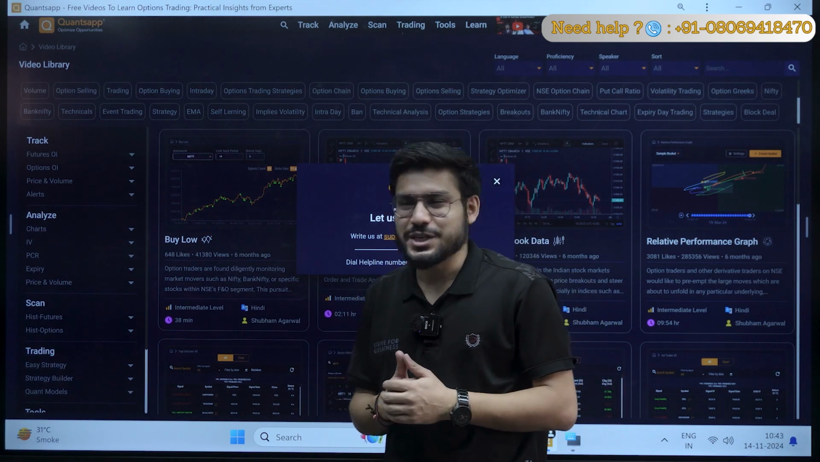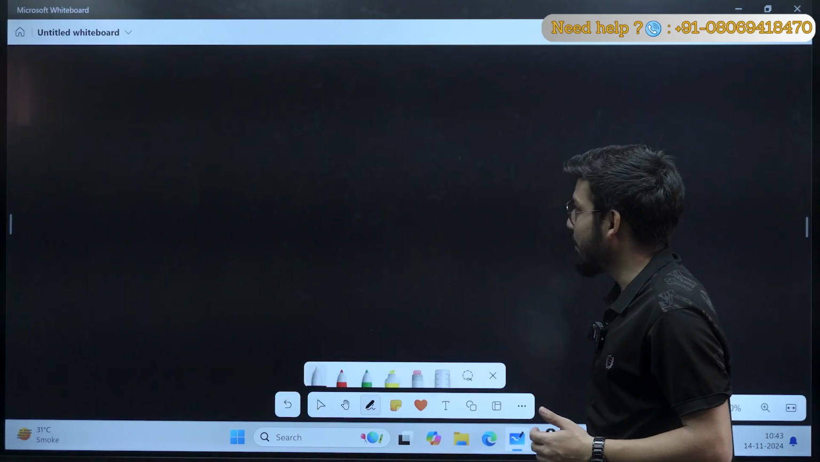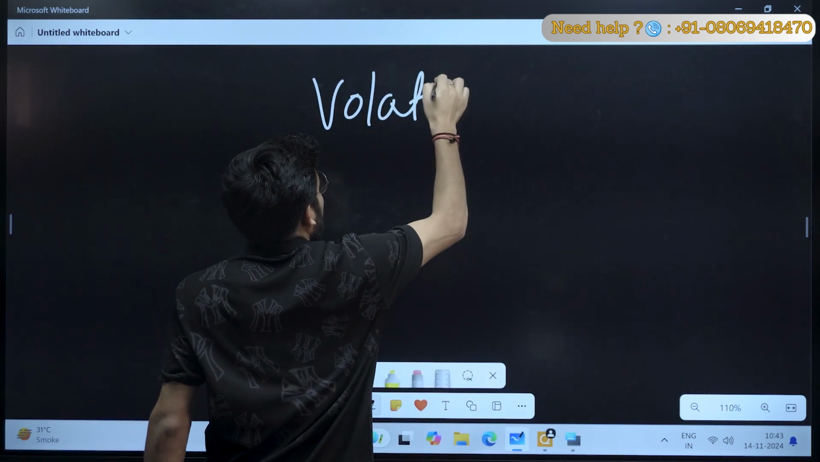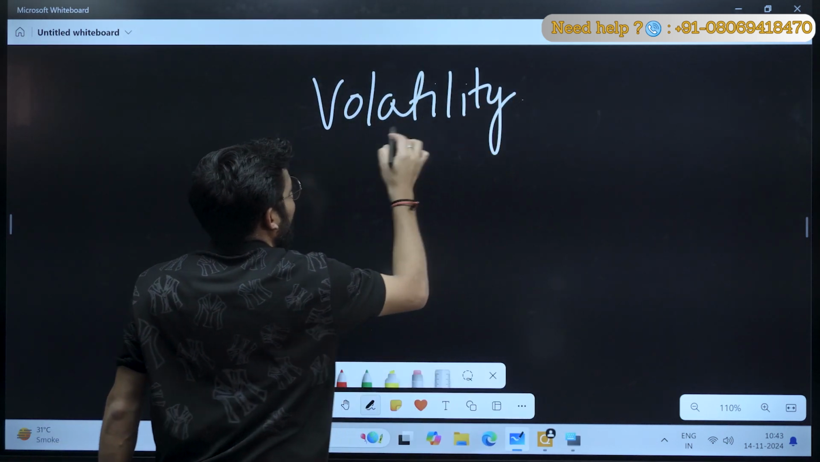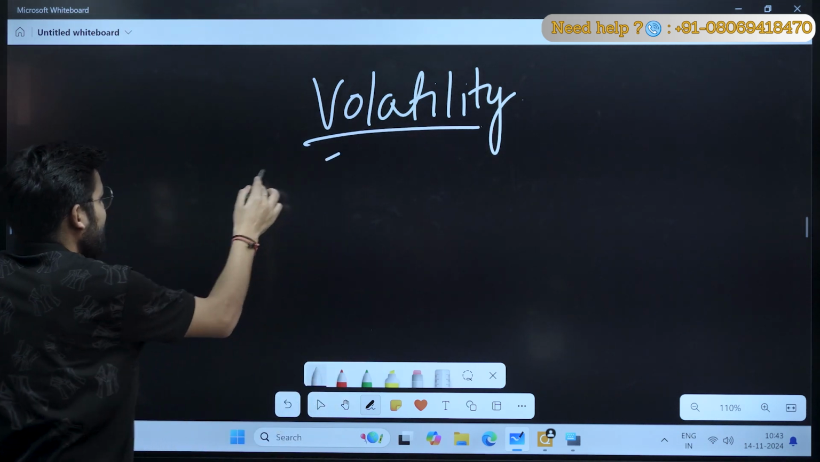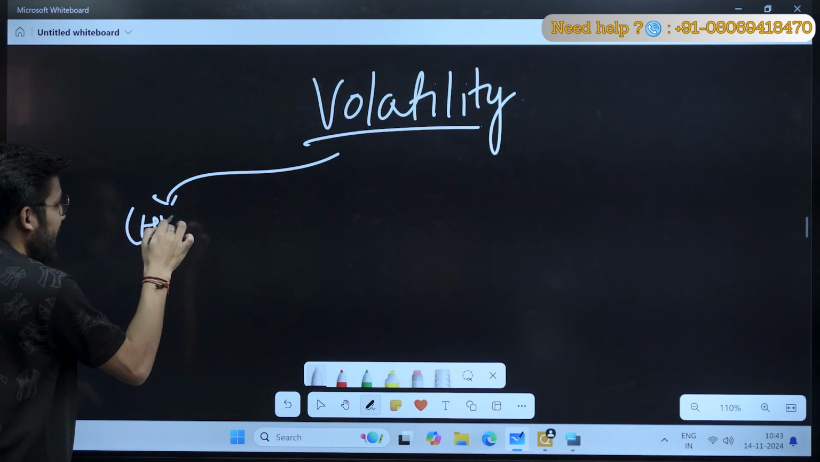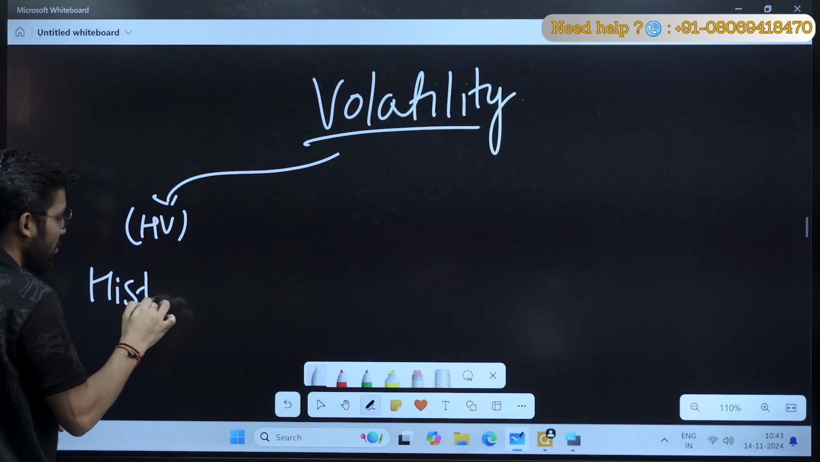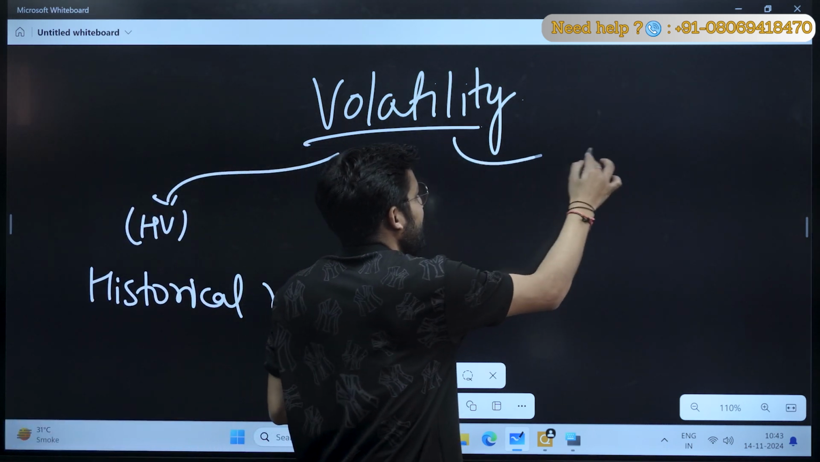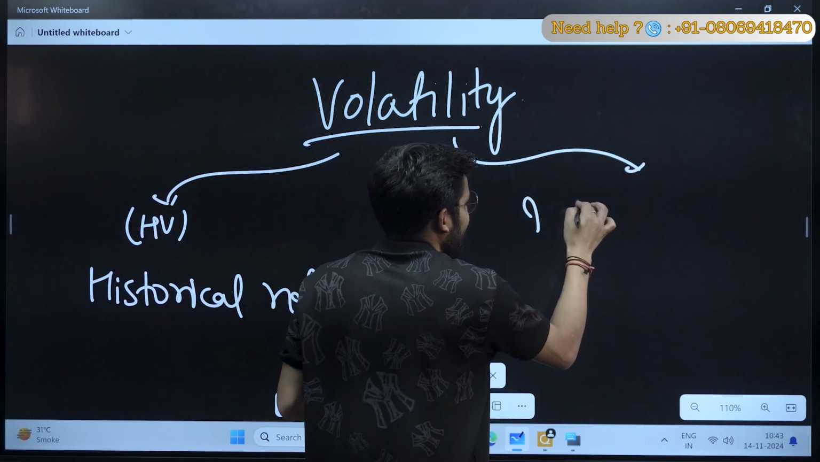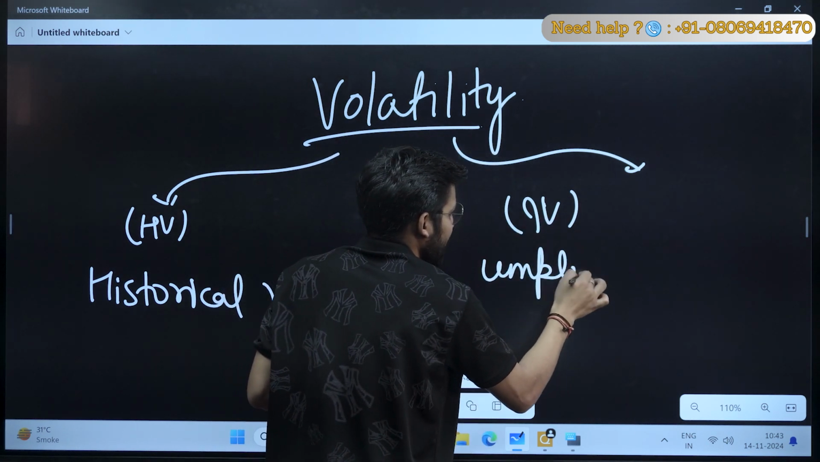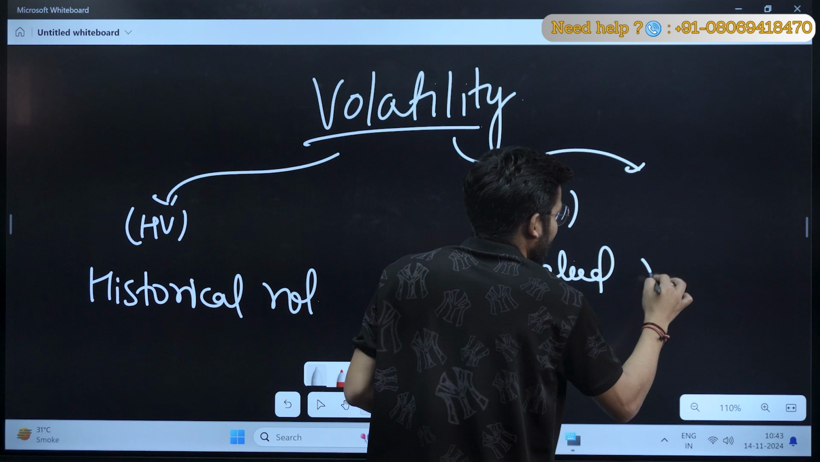So let's start today's session, and in today's session we will be talking about volatility, right? So let me write it here. We will be talking about volatility. Now, there are two terms that we will be covering today. The first one is the HV, known as historical volatility. And similarly, the other term will be implied volatility. We denote it as IV, and that is your implied volatility.